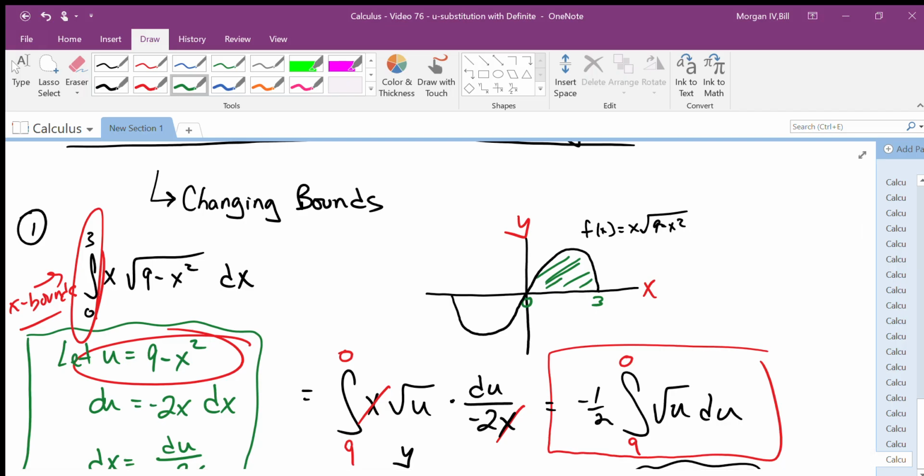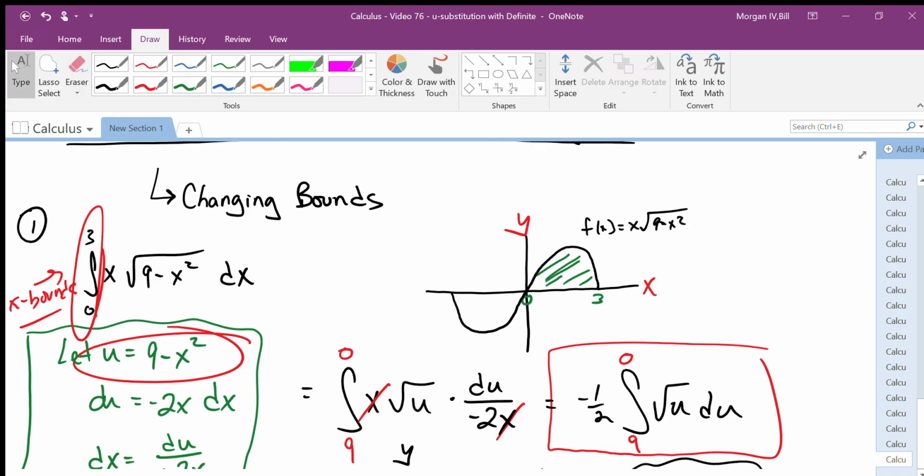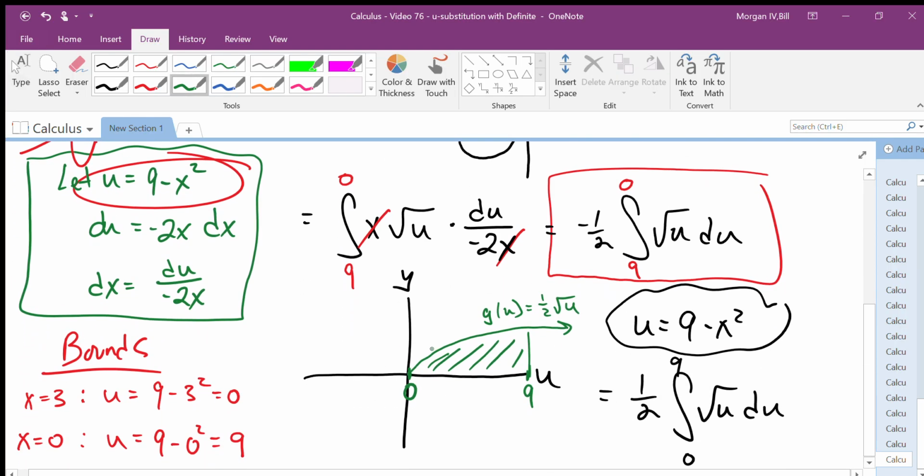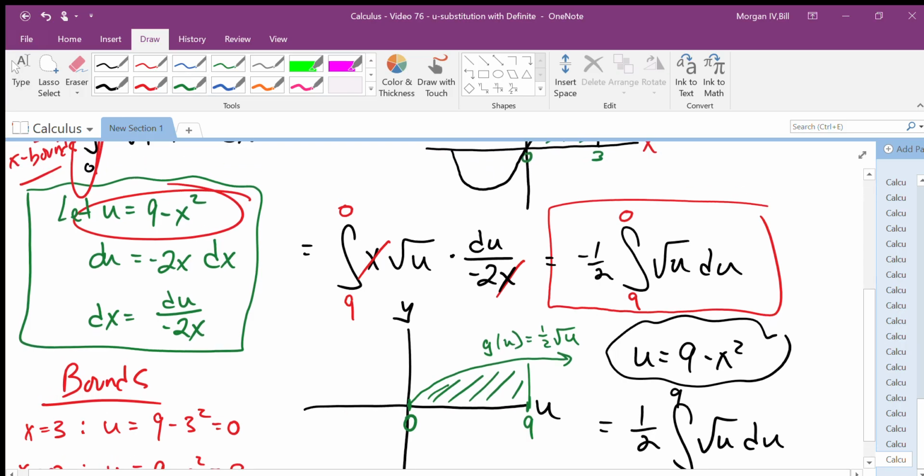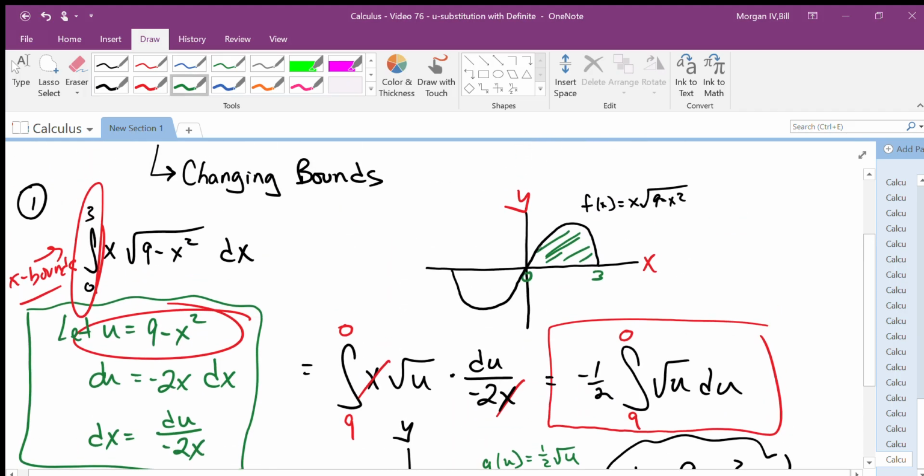The curve's different, the bounds are different, because both experience a transformation of u equals 9 minus x squared. All x values could be plugged in there to get the u values. But under that transformation, we get this curve. Now, g of u is 1/2 square root of u, new bounds 0 to 9, different kind of region, but same area. So this area in green here happens to be the same as this area here. It's not the best graph, but they are in fact the same area.